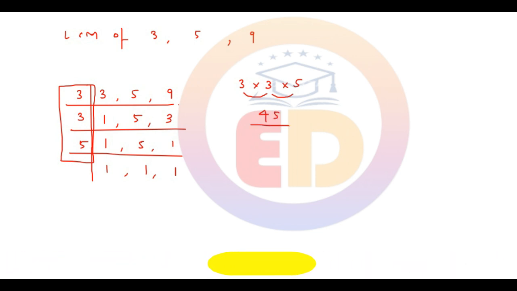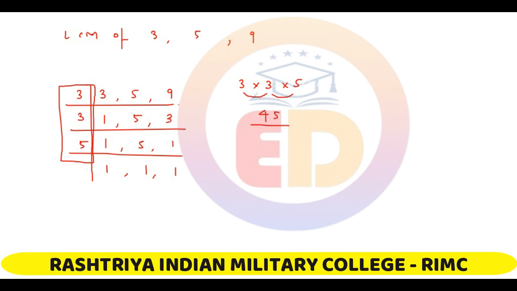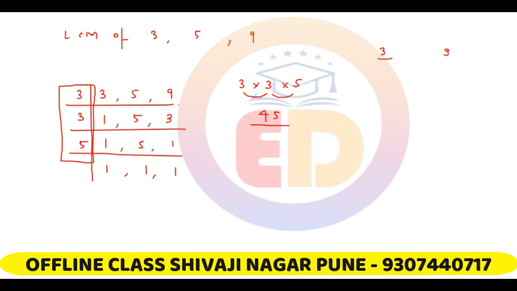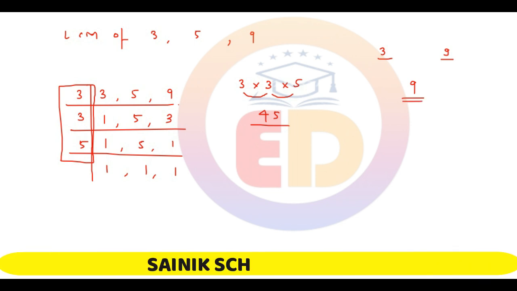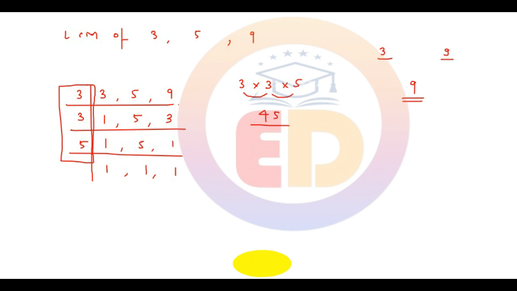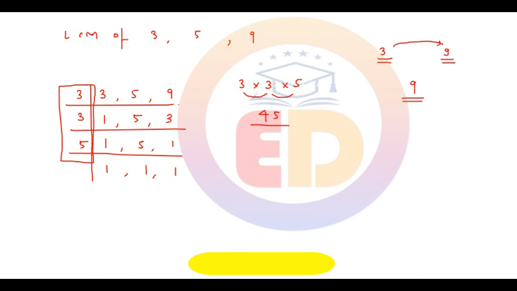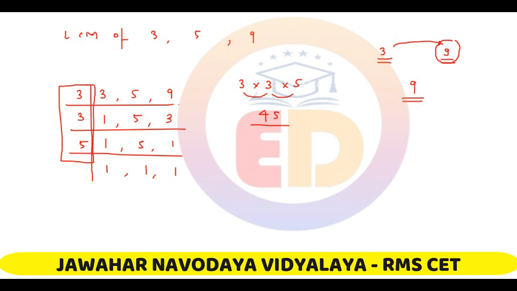Now another easy way of finding the LCM can be without doing the direct division method. Understand, the LCM of 3 and 9 will be 9, because the multiples of 3 and 9 are common multiples. And when you have two such numbers where one number is a multiple of another, then the bigger value will be the LCM. So LCM of 3 and 9 is 9.